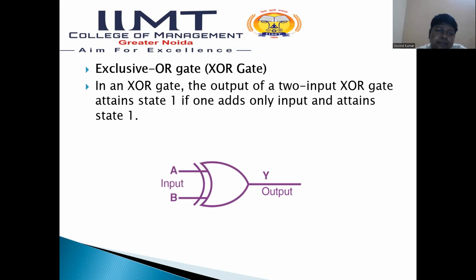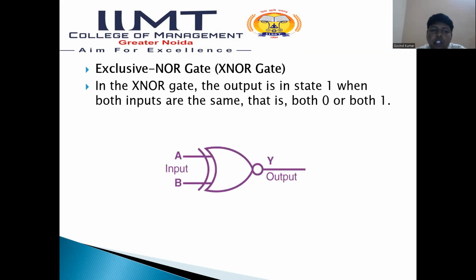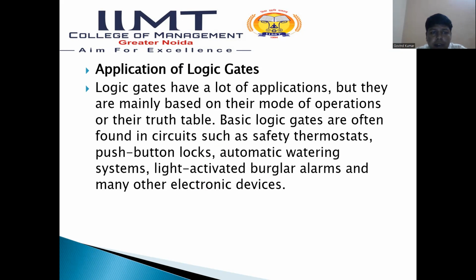Exclusive OR gate: in an XOR gate, the output attains state 1 if only one of the inputs, input A or input B, attains state 1. In the exclusive NOR gate, the output is state 1 when both inputs are the same.